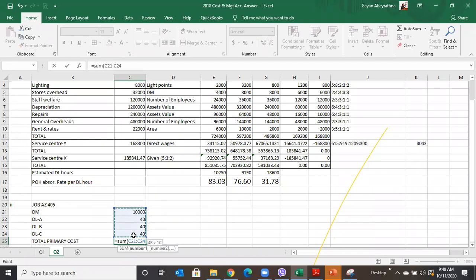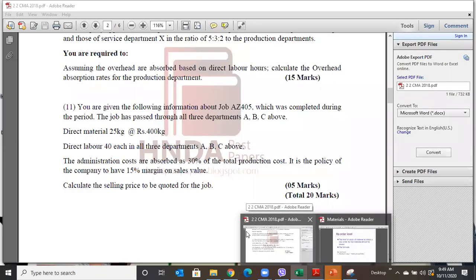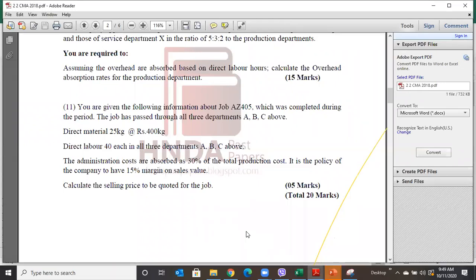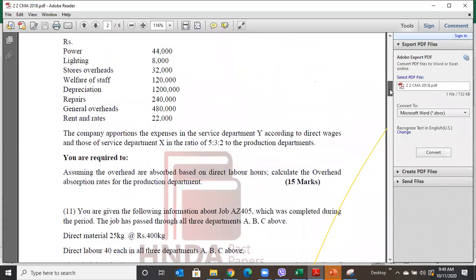Sir, ABC above has been mentioned. We can take the one above. Direct labor 40 each in all 3 departments. Thanks.